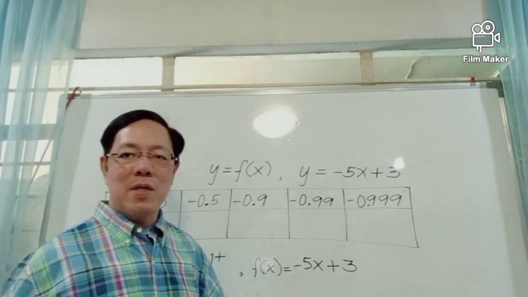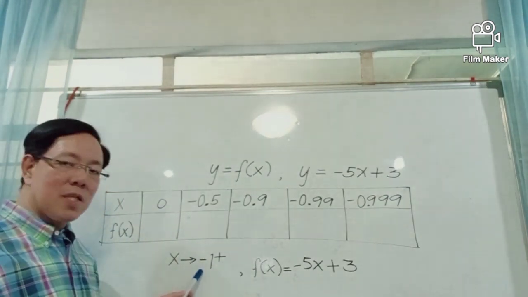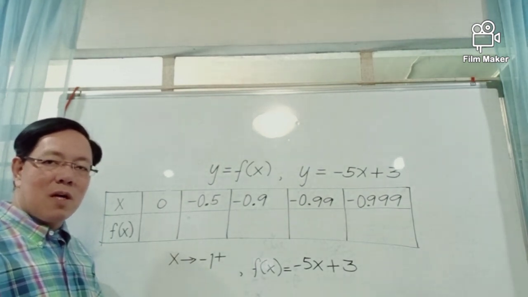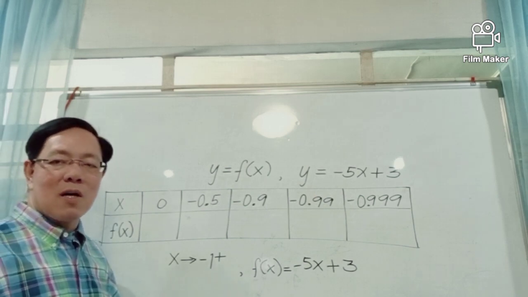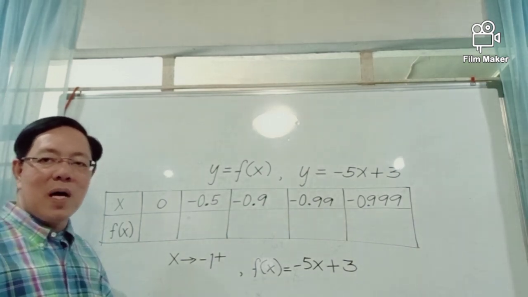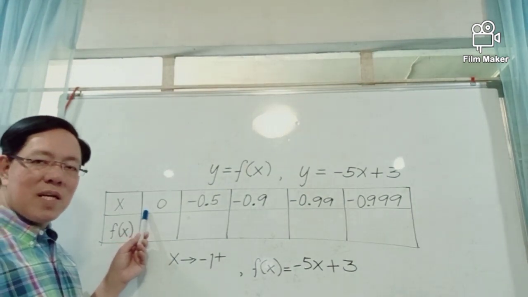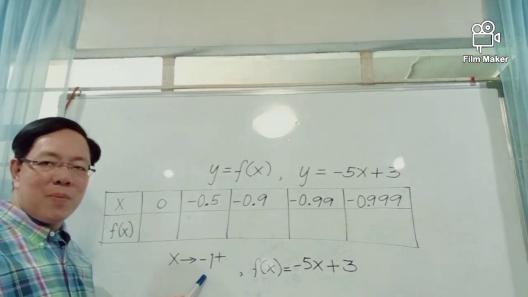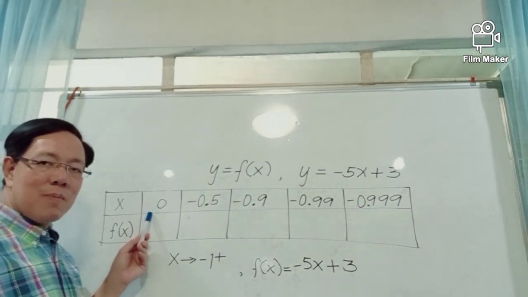For the first part of our investigation, we assign values of x that are approaching negative 1 from the right of negative 1. So we start with those numbers from the right of negative 1, and these numbers are getting closer and closer to negative 1. For the initial value of x, we start with 0. You can start with any number to the right of negative 1. You can start from 2 or from positive 1 half, but I will start by assigning values to x from 0.